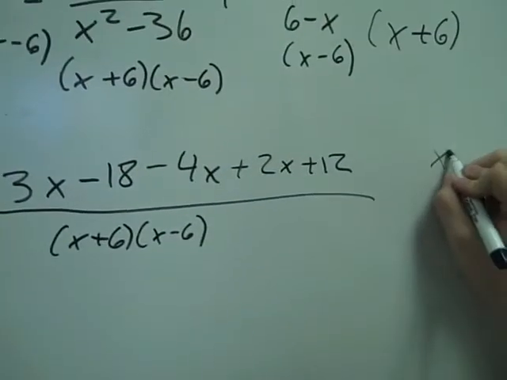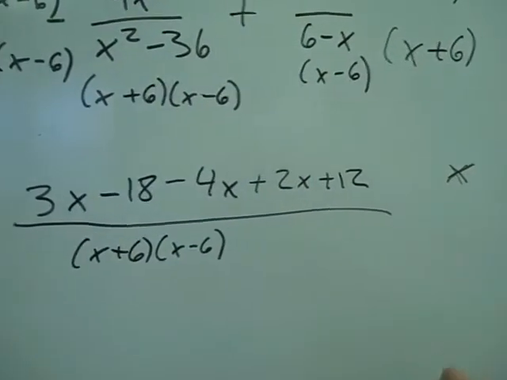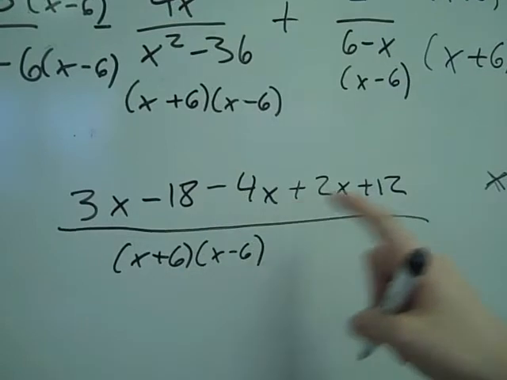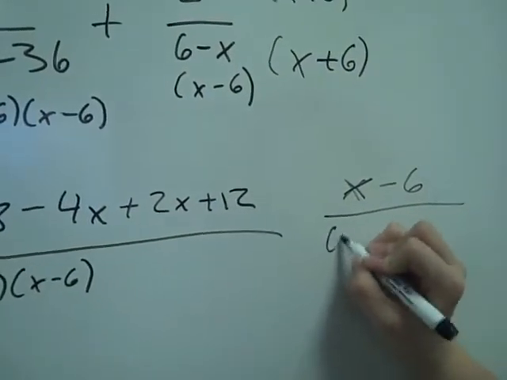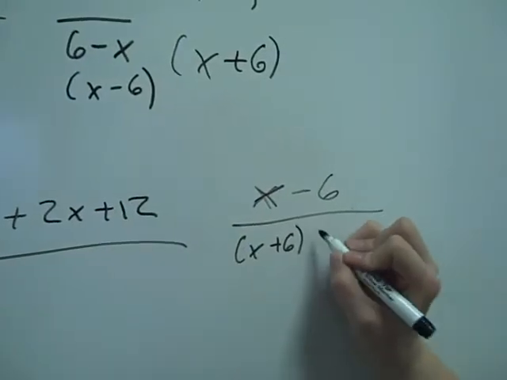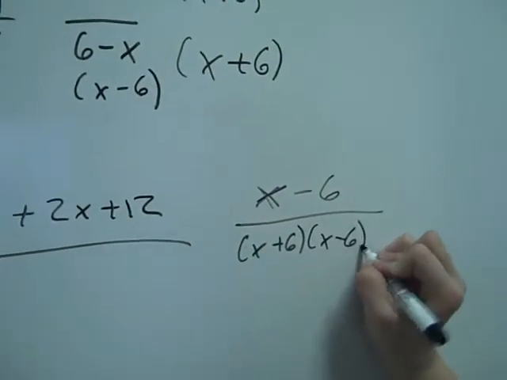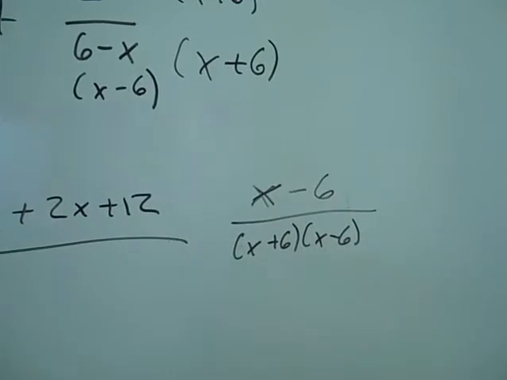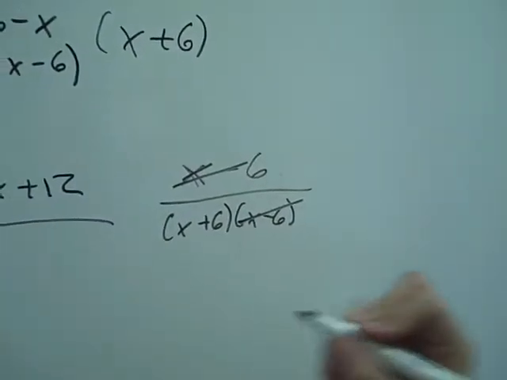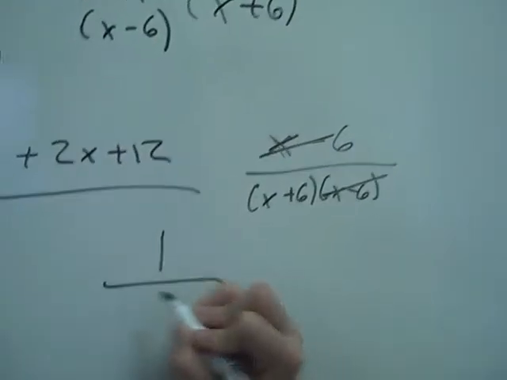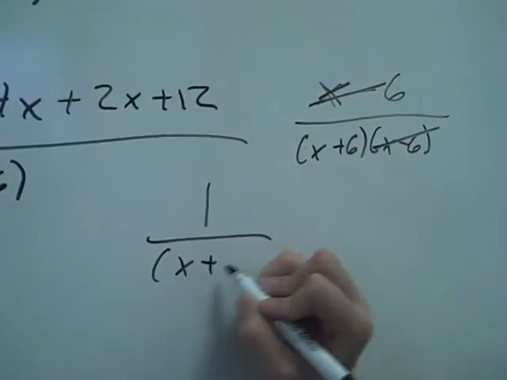So then you can have x. And then negative 18 plus 12 is negative 6. And that's going to be over x plus 6 and x minus 6. And you can cancel out the x minus 6 because it's in the numerator and the denominator. So then your final answer is going to be 1 over x plus 6.